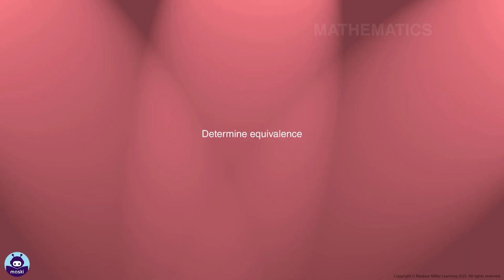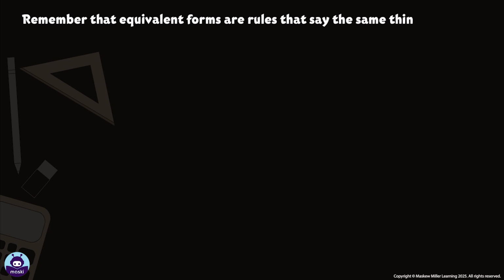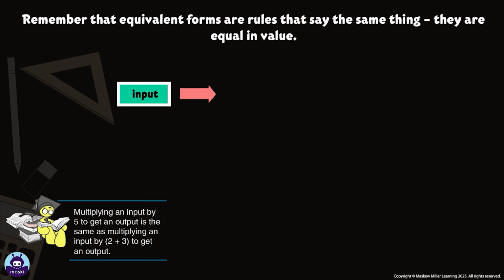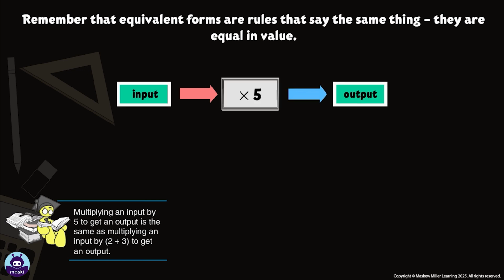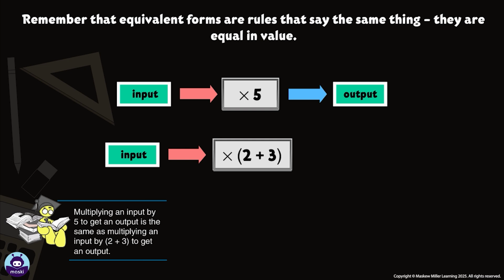Determine equivalence. Remember that equivalent forms are rules that say the same thing. They are equal in value. Using equivalent forms gives us more ways of writing the same rule. This means that multiplying an input by 5 to get an output is the same as multiplying an input by (2 + 3) to get an output.